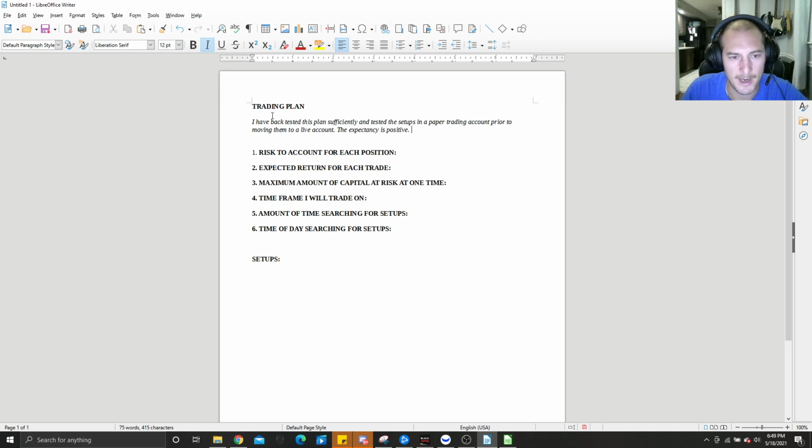So this is my very basic risk per position. I want to risk 2% of my total capital. Expected return on each trade is going to be 2 times my risk. Maximum amount of capital at risk at one time is going to be 10%. So that's 5 positions.